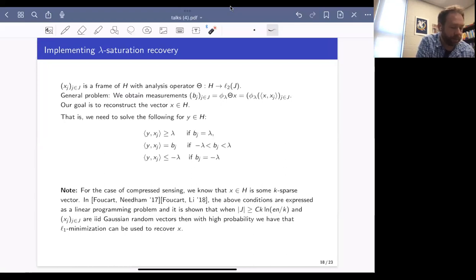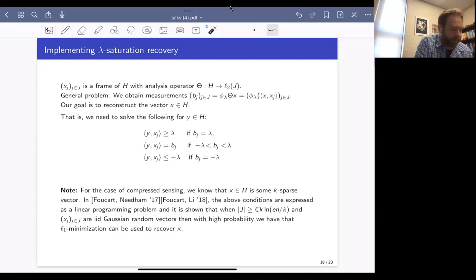So to find x, that's equivalent to finding a vector where all of these are satisfied, so that in the range where we don't have saturation, the frame coefficients for y are exactly my measurements. And when I do have saturation, y is saturated positively where x is saturated positively, and y is saturated negatively where x is saturated negatively.